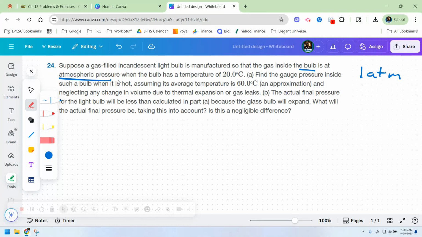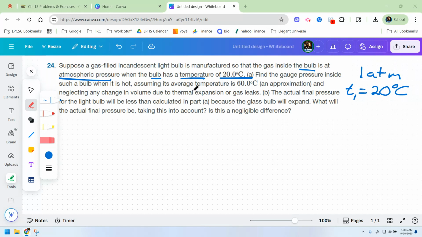When it is at one atmospheric pressure, the bulb has a temperature of 20 degrees Celsius. So we'll call that T1 because I think there'll be a final temperature. So that'll be 20 degrees Celsius. Last class I did a bunch of conversions.